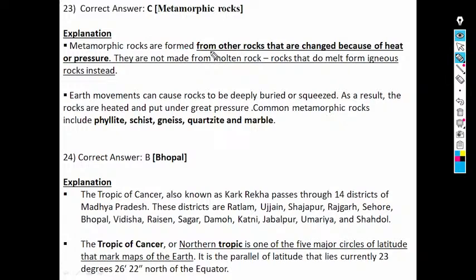Metamorphic rocks are formed from other rocks that are changed because of heat or pressure. They are not made from molten rock basically. Rocks made from molten rock are igneous rocks instead. Earth movements can cause rocks to be deeply buried or squeezed. As a result, the rocks are heated and put under great pressure.